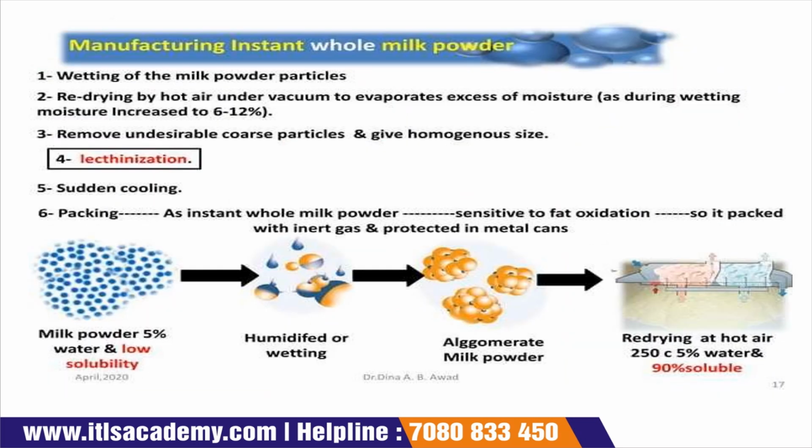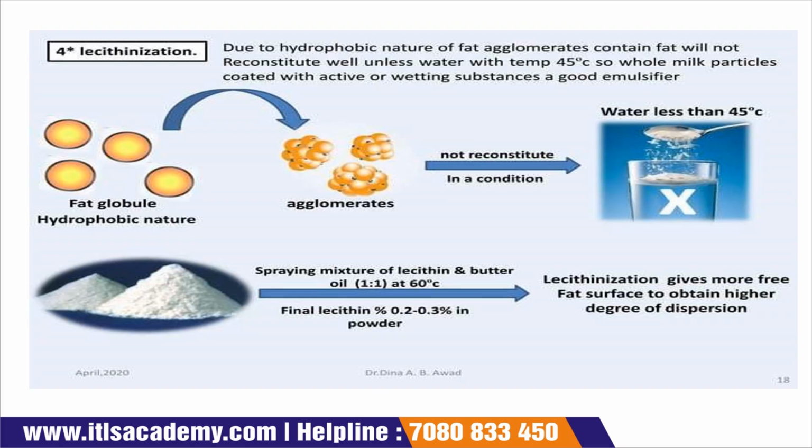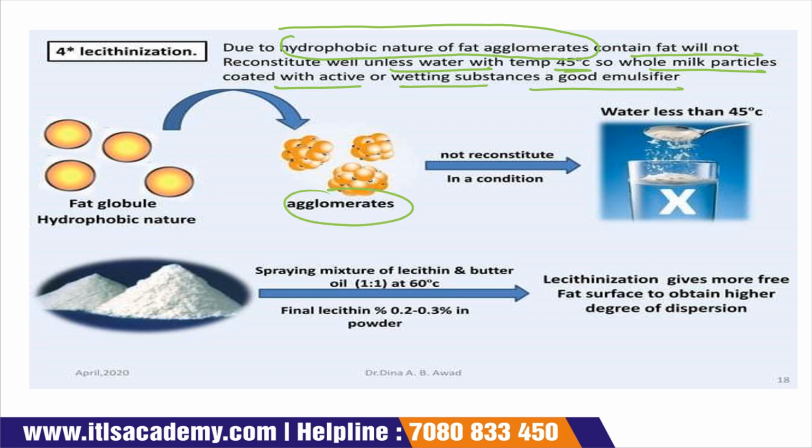Again, this is the manufacturing of the same whole milk powder that we already discussed. Lecithinization occurs due to the hydrophobic nature of the fat. Agglomerates containing fat will not reconstitute well unless water at a temperature of 20 to 45 degrees Celsius is used, so the whole milk particle is coated with active or wetting substances that are good emulsifiers. Okay, this is your fat globule. They are hydrophobic in nature. They will agglomerate and not reconstitute in this condition.